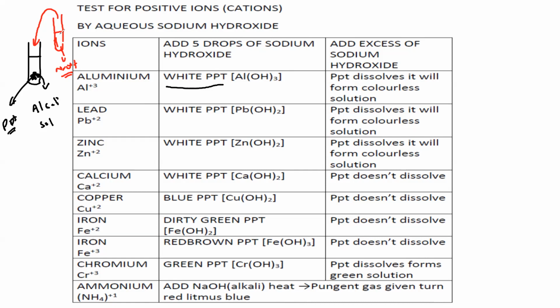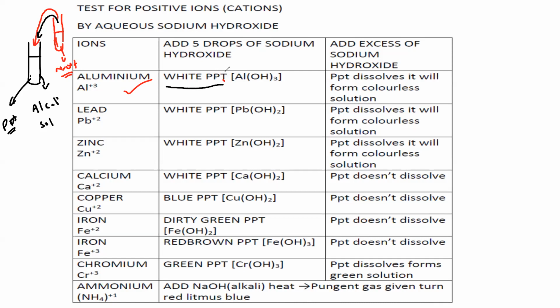if we add too much, whereas initially we were adding 5 drops, what will we observe? We'll observe the precipitate dissolve and form a colorless solution. So this PPT, originally it was there, but now it disappeared. This gives an idea that maybe this solution contains aluminum ion. Is the first part clear?